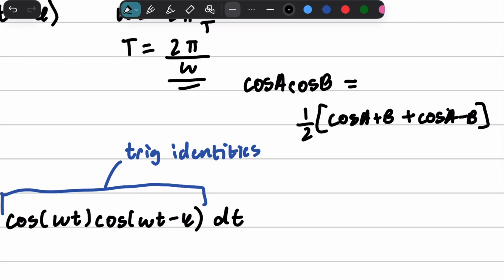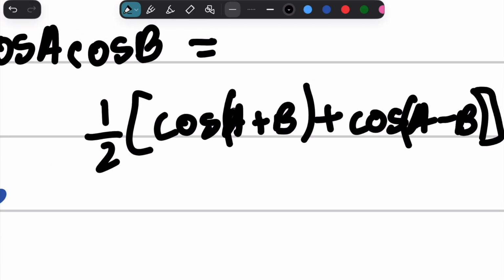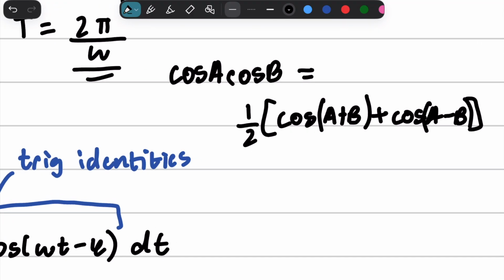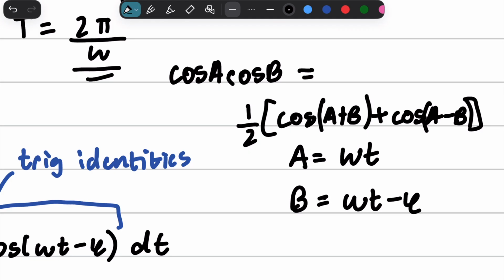Now this is a popular one. It's used for various derivations, like in signals and systems, for things called beat notes and stuff like that, which hopefully I'll be able to make a video on one day, or a video series on one day. But basically, we're going to go ahead and call A omega t and B omega t minus phi. Okay.